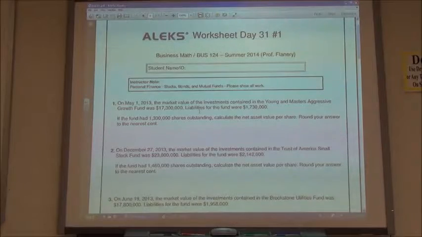$17,300,000. Liabilities for the fund were $1,730,000. If the fund had 1,330,000 shares outstanding, calculate the net asset value per share. Round your answer to the nearest cent.